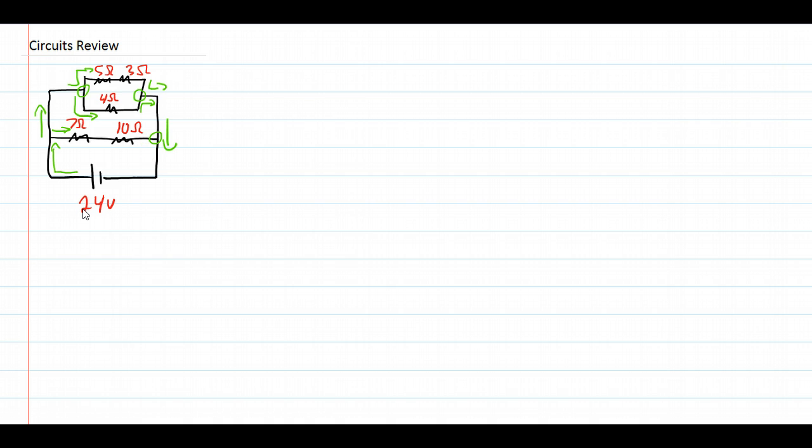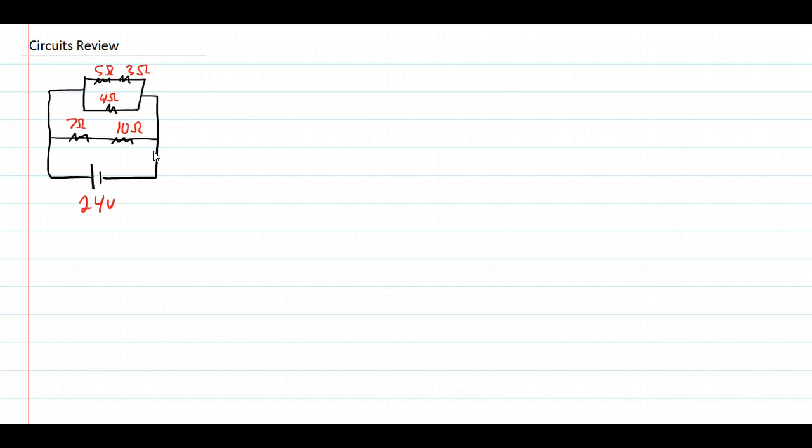So current changes every time we cross a junction. Every time the wires split, the current splits as well. As the current moves across individual resistors though, the current does not change. So in this portion of the wire, as the current moves across those resistors, the current is not changed by each individual resistor because the resistors are in series. Current always stays the same in a series portion. So the current through the 7 ohm resistor will equal the current that goes through the 10 ohm resistor.